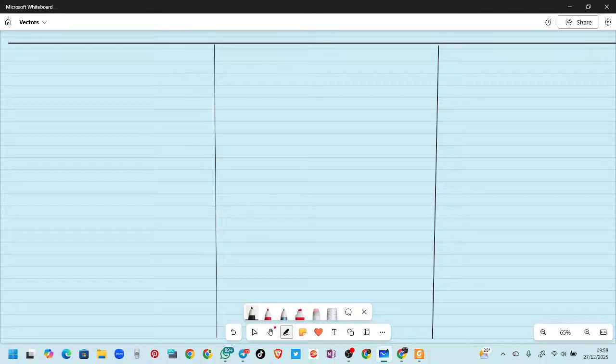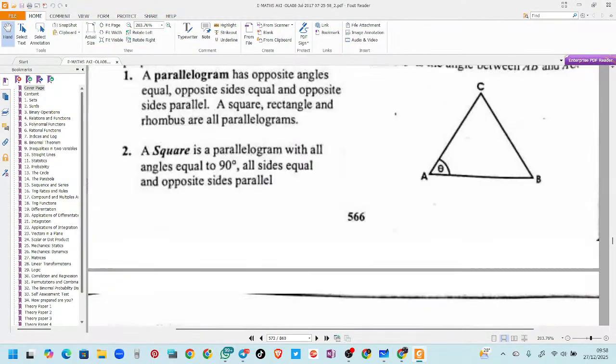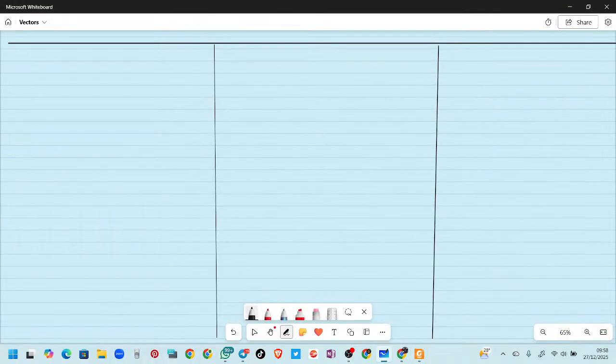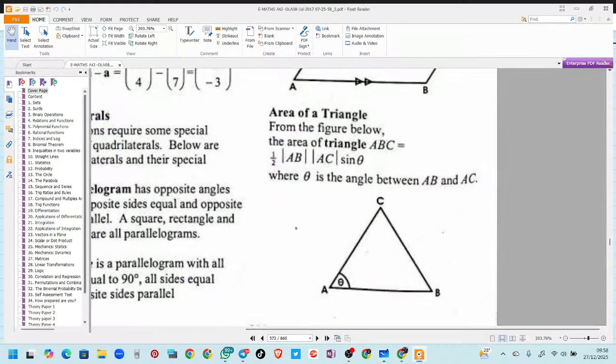Okay, so let me use the Aquila book as a reference. Area of a triangle. So if you have a triangle like this, you follow the triangle that they are using here, ABC.